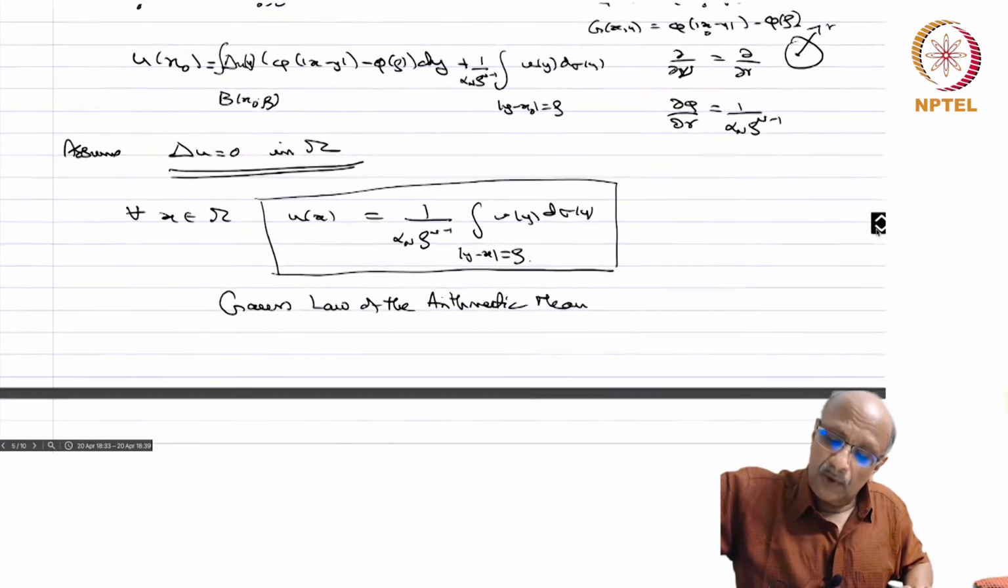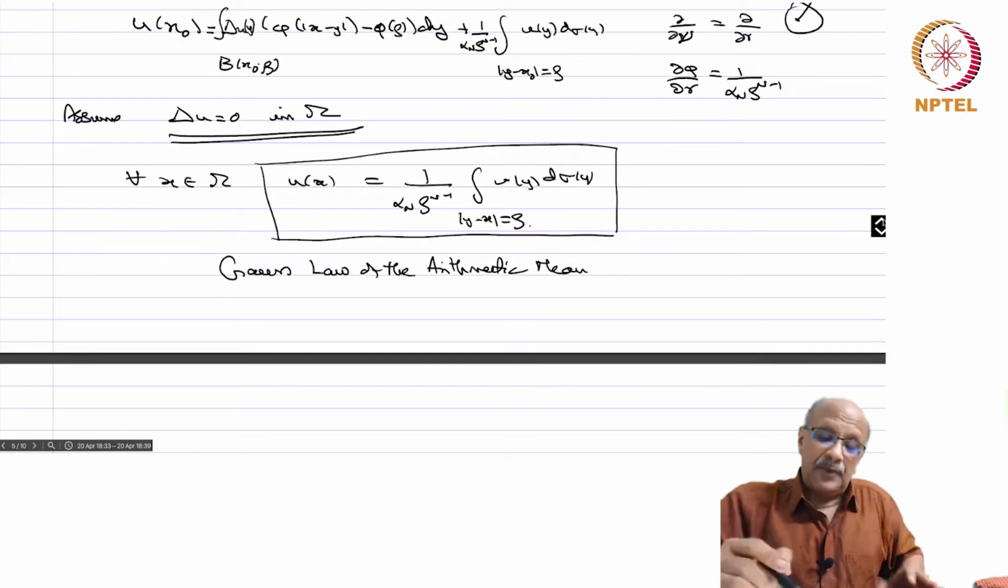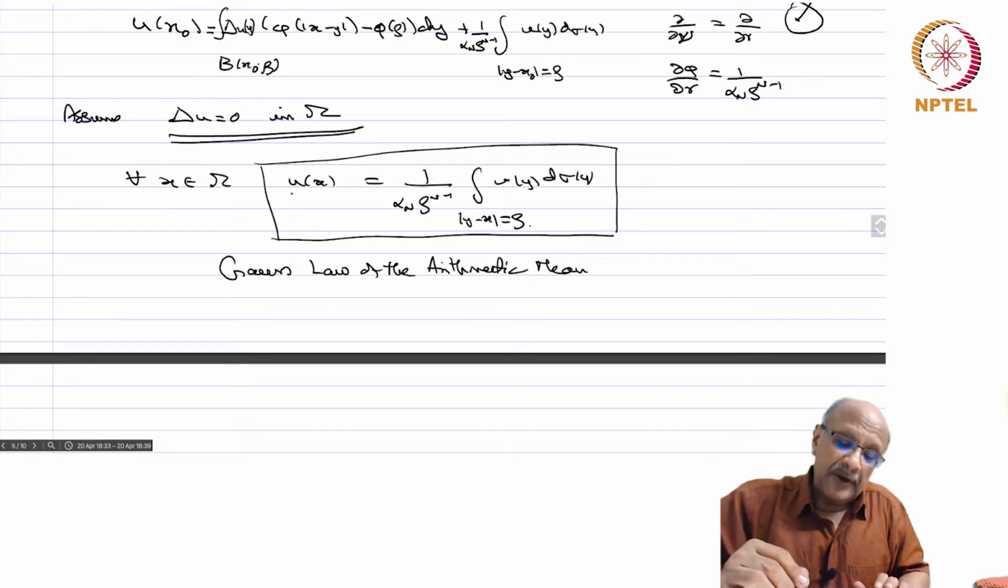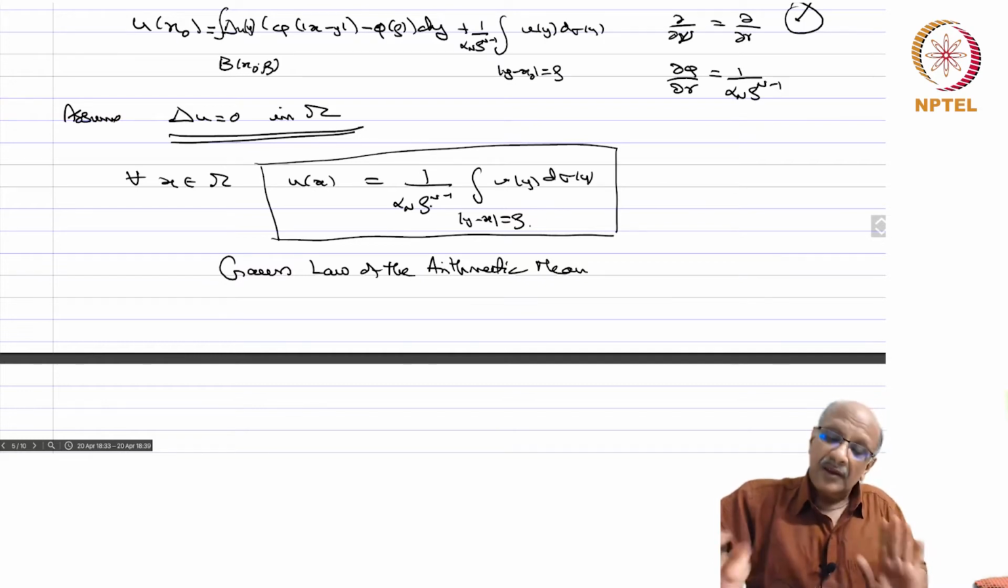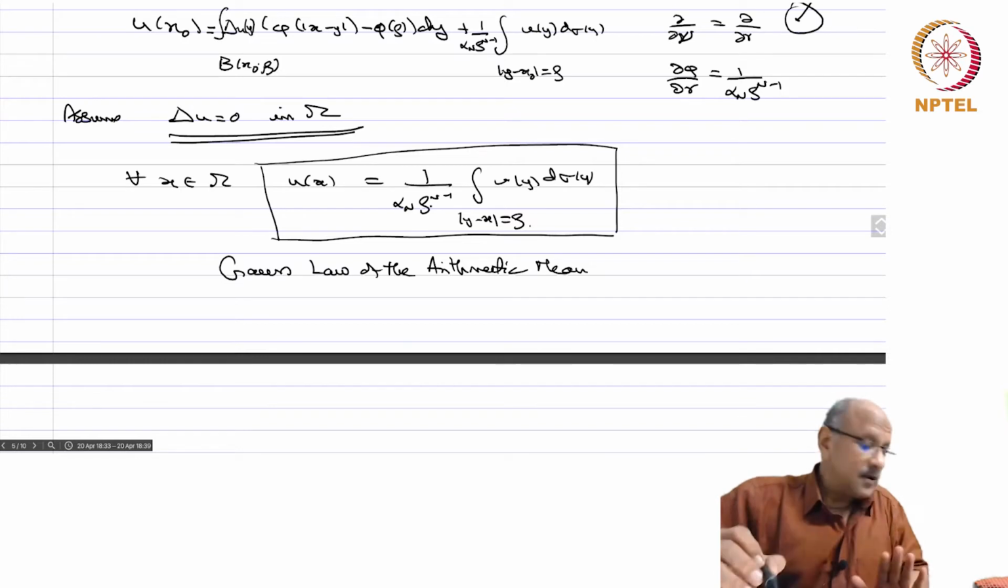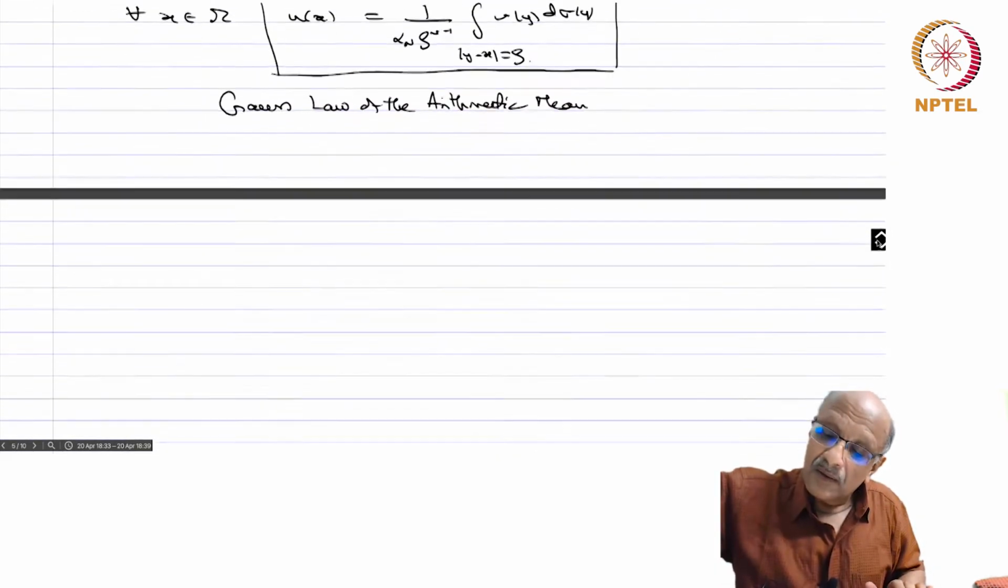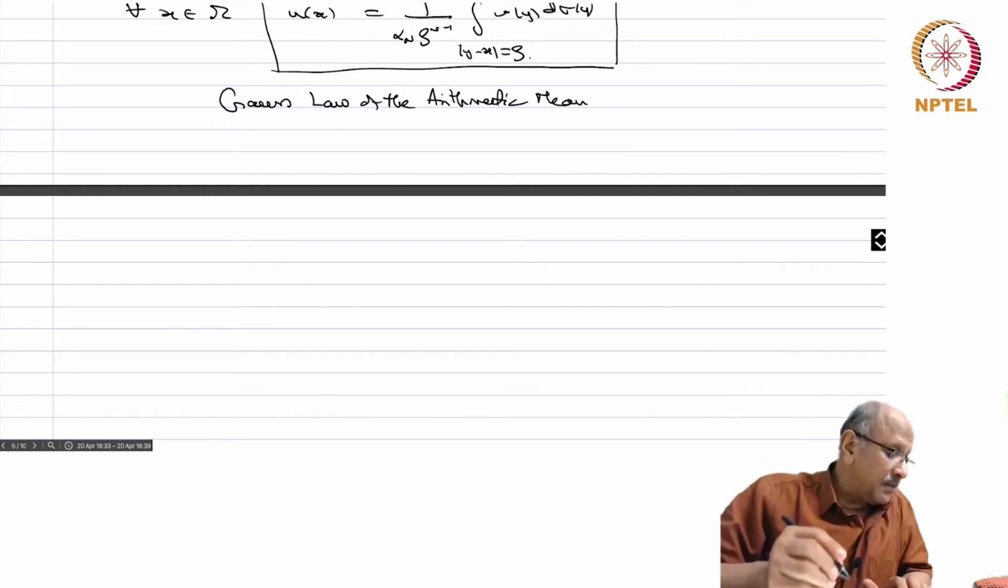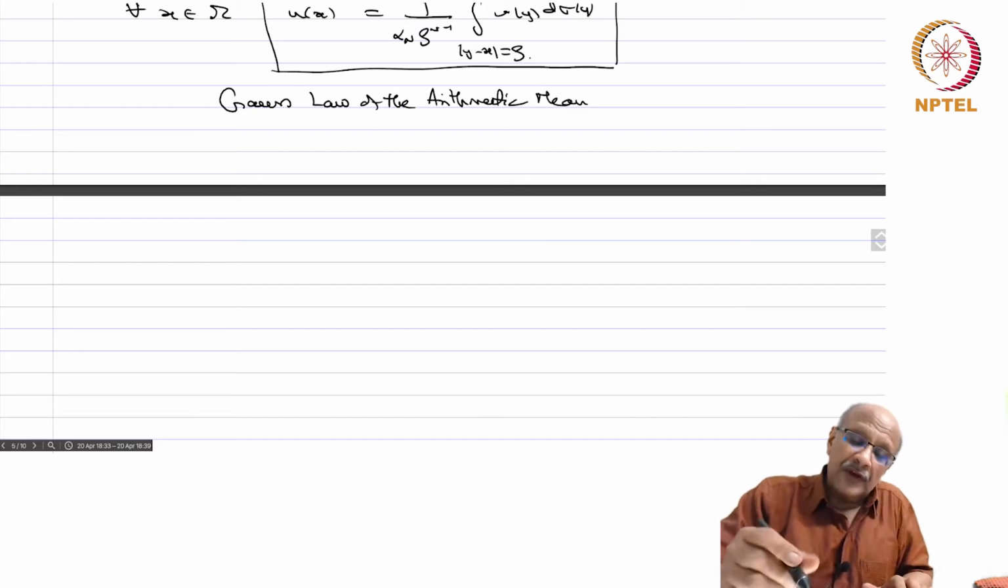So the harmonic function satisfies the following property: its value at any point in the domain is the average of the values on any sphere surrounding it. Now, from this you can also get another mean value theorem. These two are called mean value theorems, and this is true for any radius.